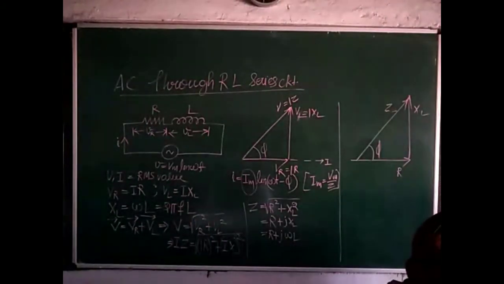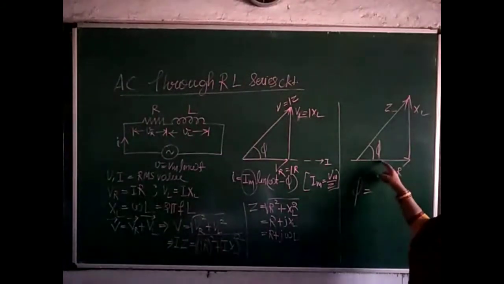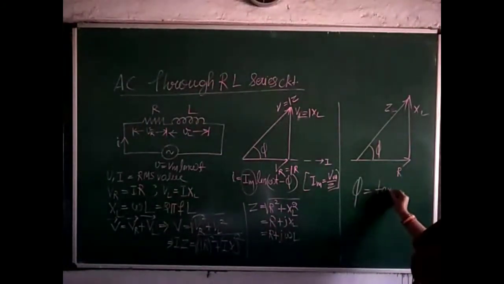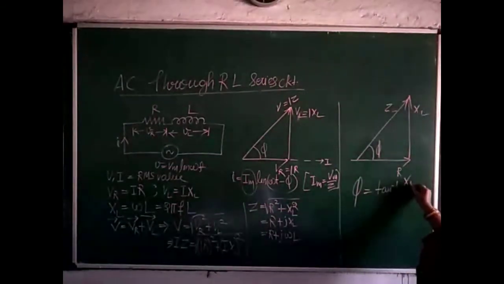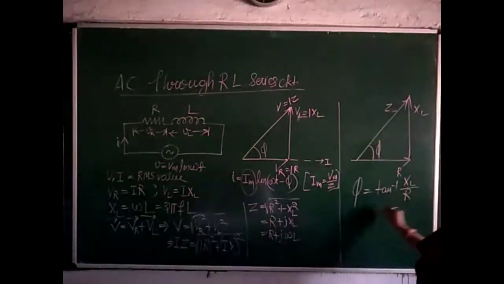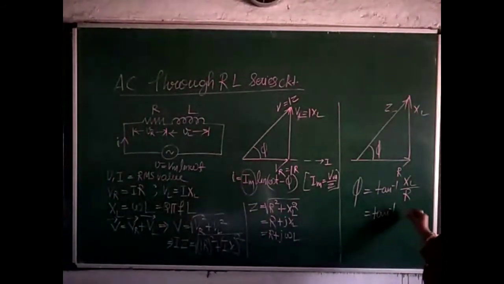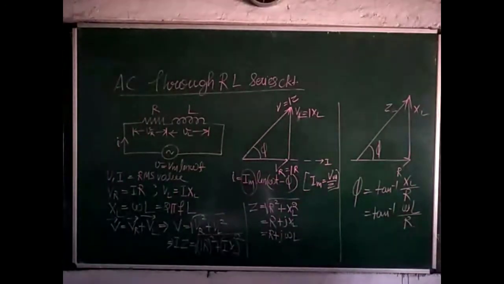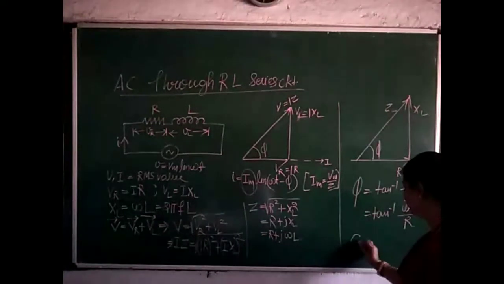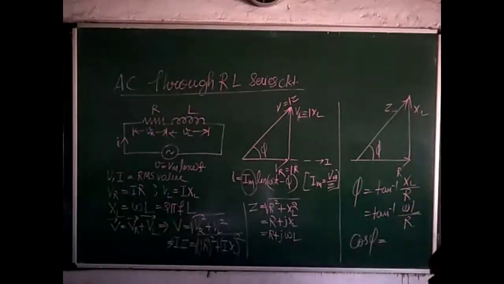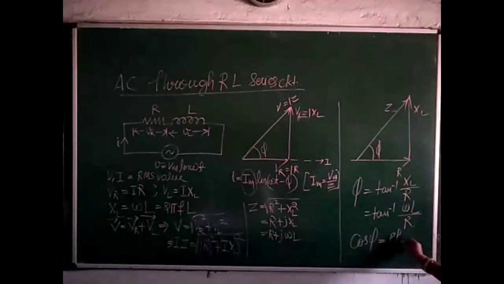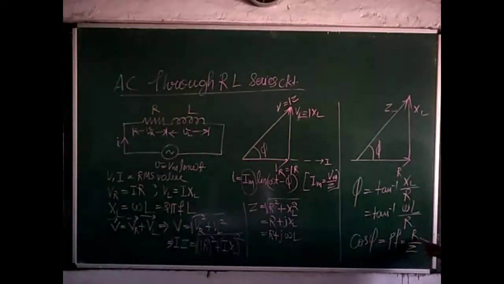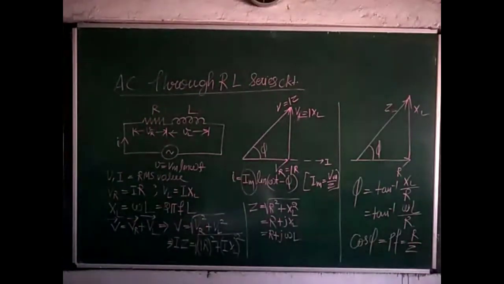That is the power factor angle. What is the power factor angle from this impedance triangle? It is tan inverse of perpendicular XL by base R. So it is tan inverse of omega L by R, where I put the value of XL as omega L. So what is cos phi? That is the power factor. Power factor of a series circuit, cos phi, is base by hypotenuse, R by Z. Okay, total resistance by total impedance of the circuit.